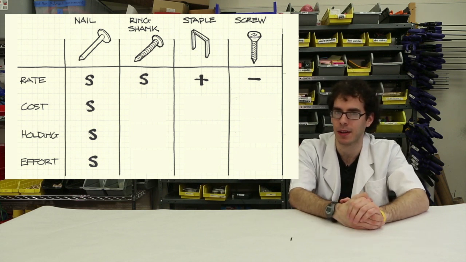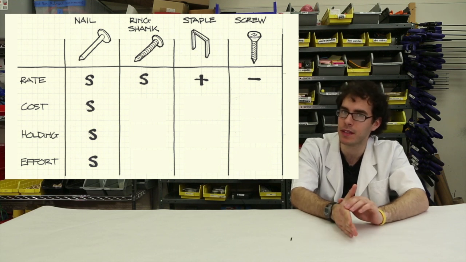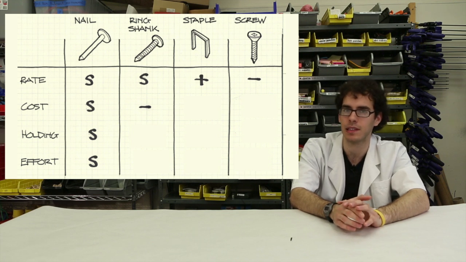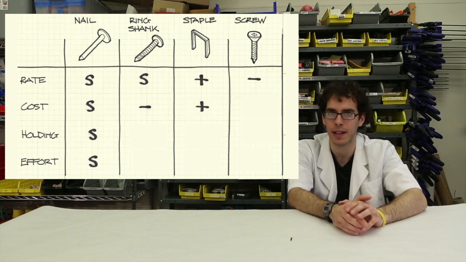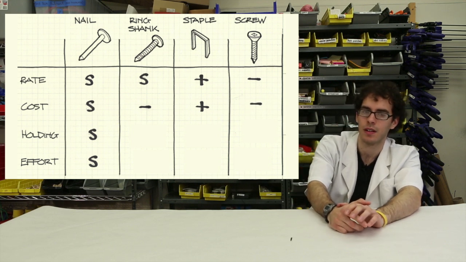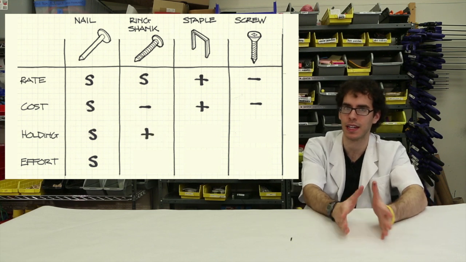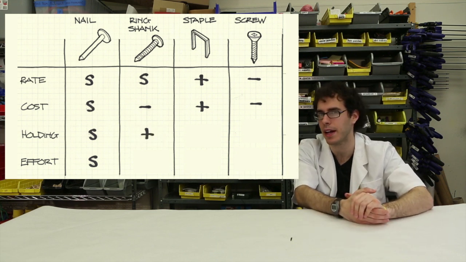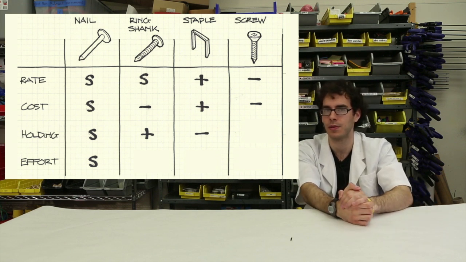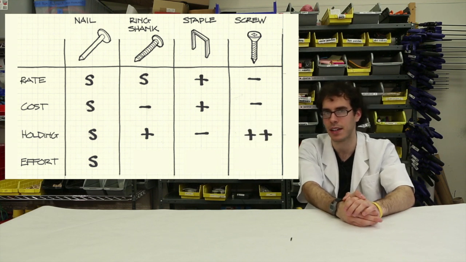The next thing let's talk about is the cost. The ring shank can be a little bit more expensive than the nail, so that gets a minus. Staple, a little bit less expensive, a plus. And the screw, more expensive, minus. For holding power, the ring shank can hold more than a nail can, so it gets a plus. Staple can't quite hold as much, that gets a minus. But the screw can do exceptionally well in holding power over the nail, so it gets a double plus.